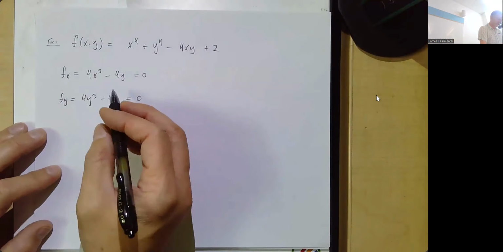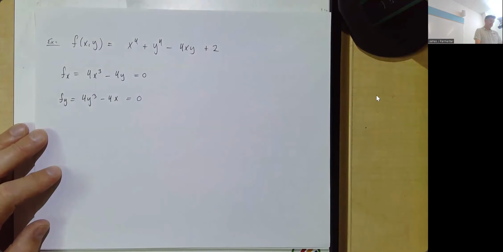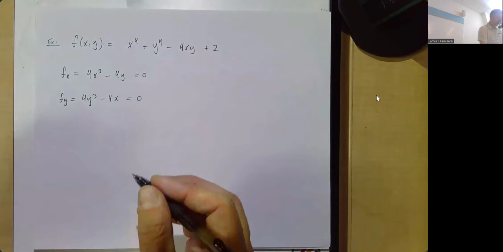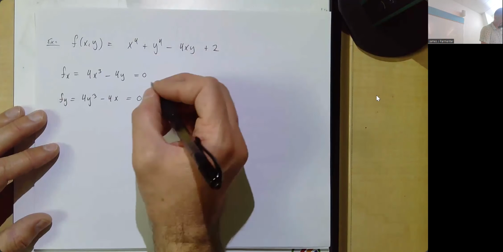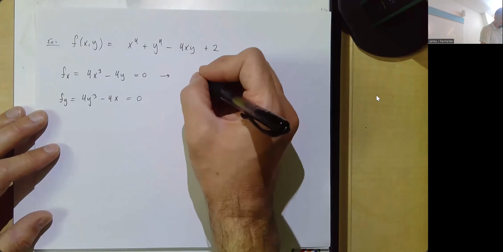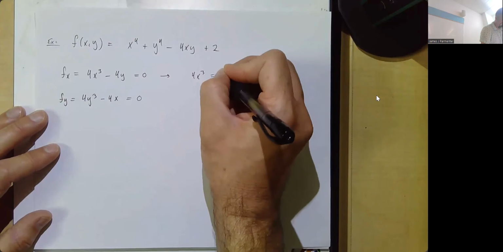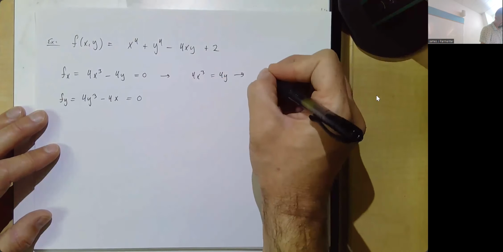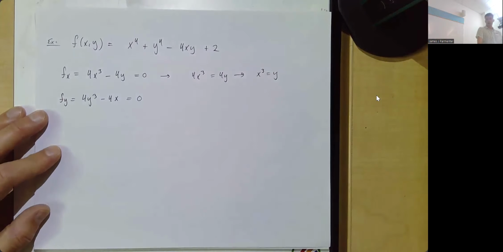So let's see. Well, I can see one obvious solution. X and y are both 0. But that's not the only solution. Really, we have to be a little more careful here. I'm going to take this equation and solve for y. So I'm going to get 4x cubed equal to 4y, which is going to give me x cubed equal to y, or y equal to x cubed.